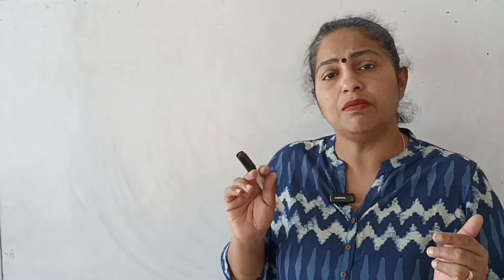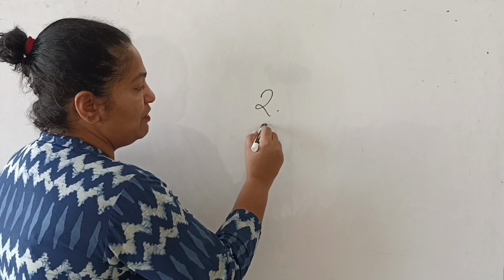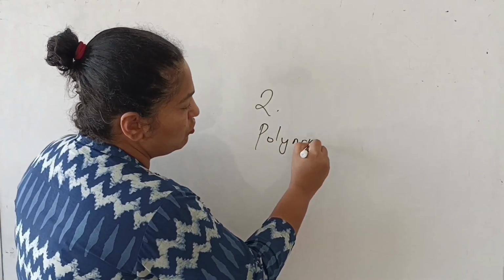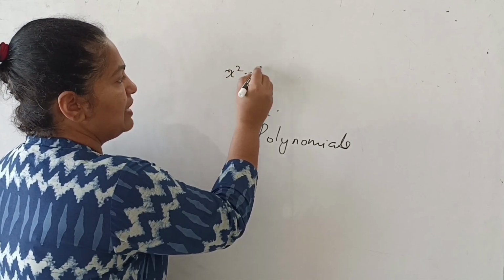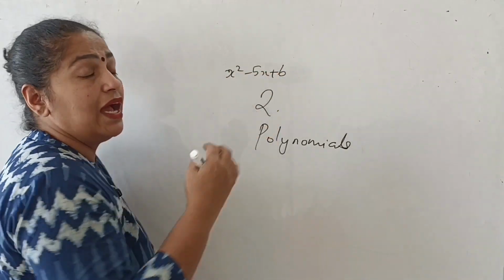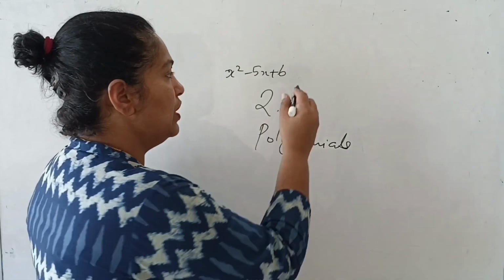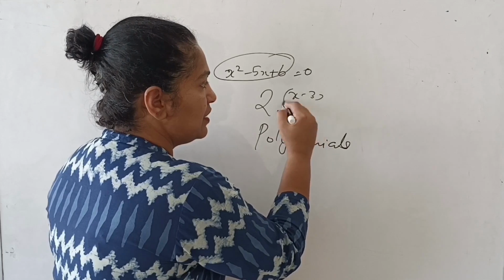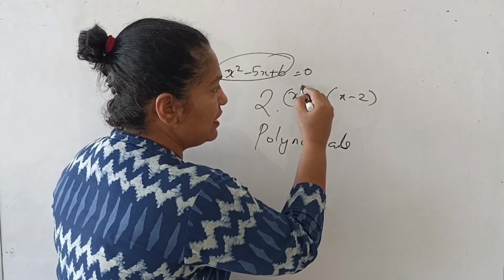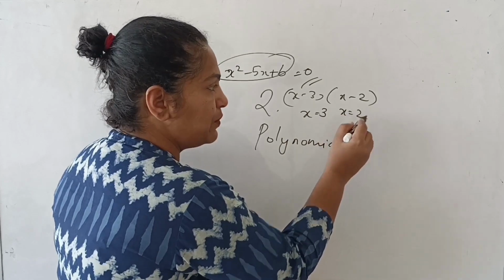Now this particular concept we have already done. Where did we do it? We did it in the second chapter when we were doing polynomials. So whenever we had a quadratic polynomial, let us say x square minus 5x plus 6, and you were asked to find the zeros of the polynomial, what did you do? You equated this to 0, then you factorized it, and you equated each of the factors to 0. So x is equal to 3 or x is equal to 2.